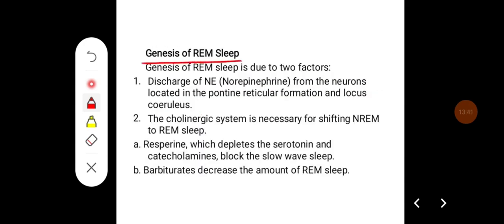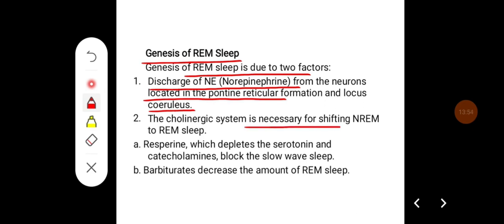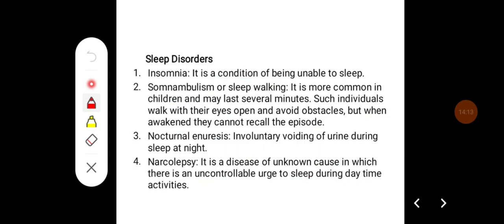Genesis of REM sleep. Genesis of REM sleep is due to two factors, that is, discharge of norepinephrine from the neurons located in the pontine reticular formation and locus coeruleus, and the cholinergic system, which is necessary for shifting from NREM to REM sleep. Reserpine, a drug which depletes serotonin and catecholamines, blocks slow wave sleep. Barbiturates are drugs which decrease the amount of REM sleep.